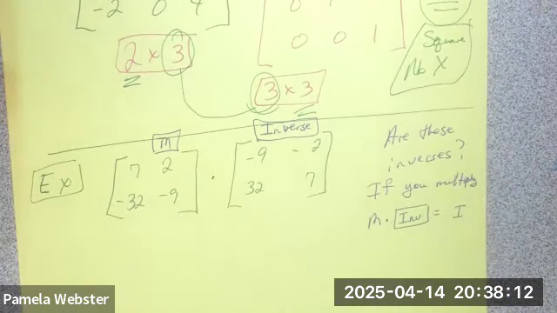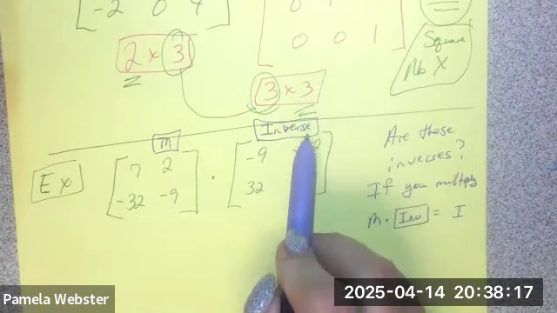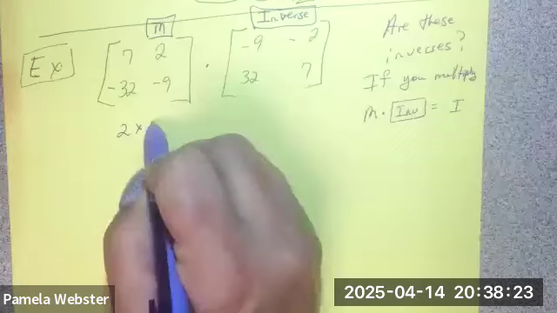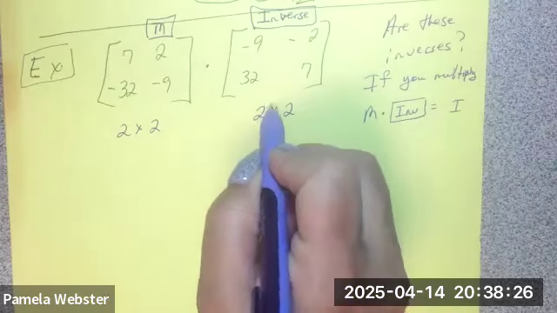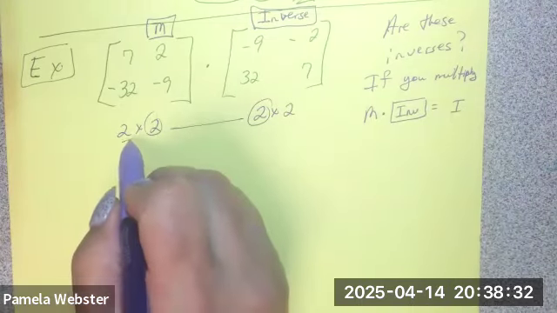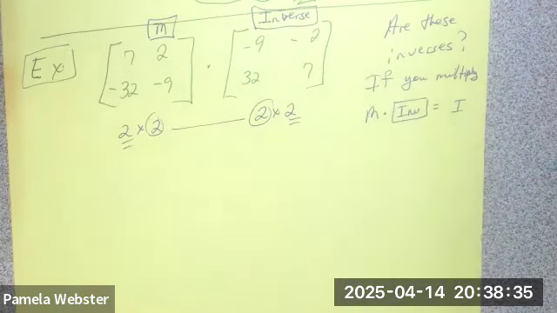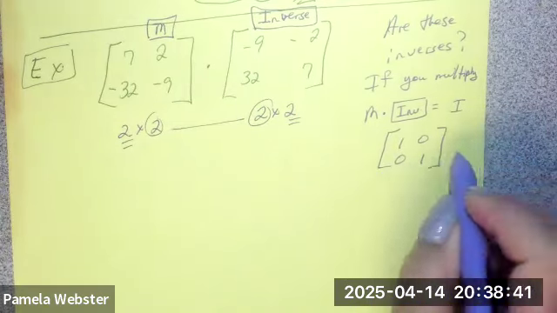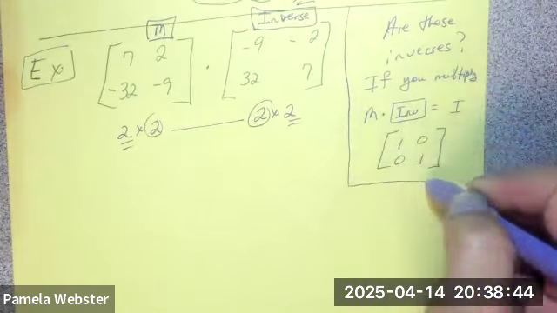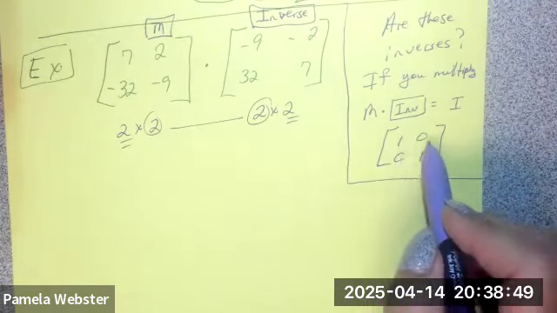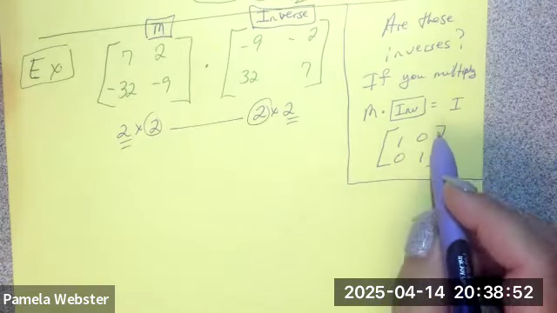So earlier, M times I gave me back the M, but here, if this is indeed the inverse, I'm going to get back the identity. And this time, these are 2 by 2 and this is a 2 by 2. I can indeed legally multiply those, so I'm good. And what do I get left over? A 2 by 2. And indeed, I do have a 2 by 2 identity matrix. So if these are inverses, when I finish multiplying these, I'll get 1, 0, 0, 1. So let's do that together.